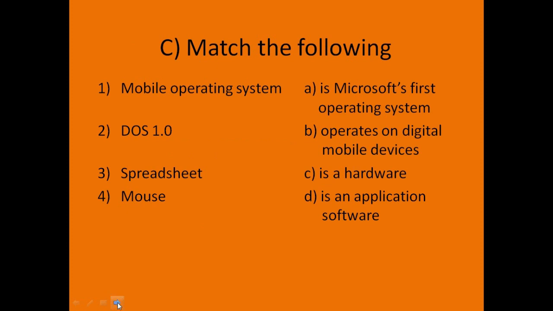Your third question is match the following. You have two columns. Number one, like mobile operating system. You have to find the appropriate answer for mobile operating system from column 2. And do one thing, children, just write the answer in a straight line. Don't simply make it cross, crease and like that. Simply write in a straight line.